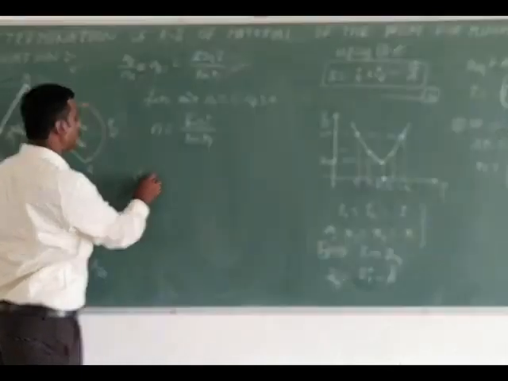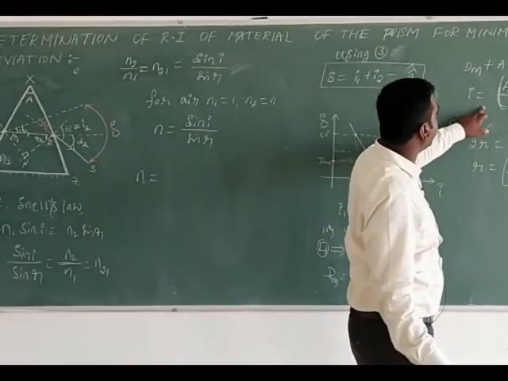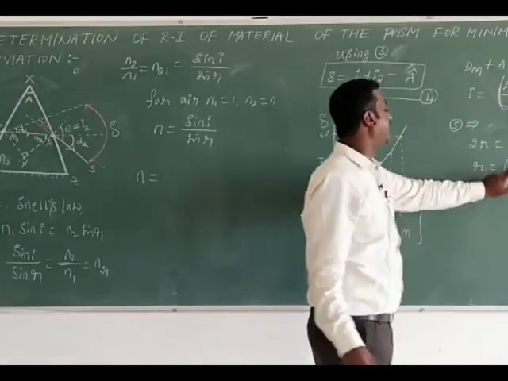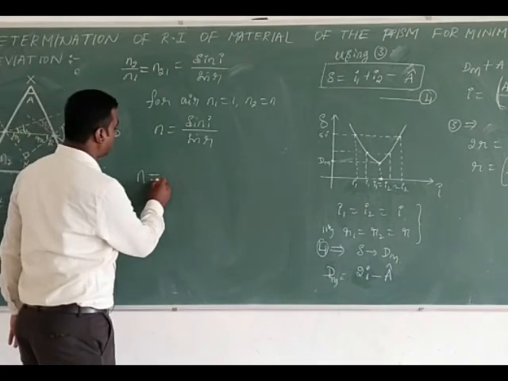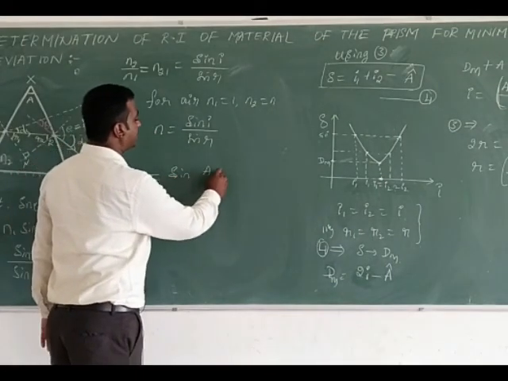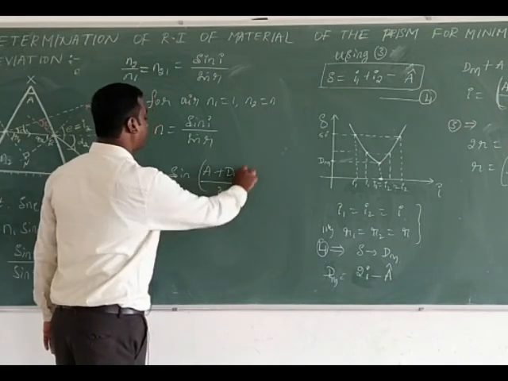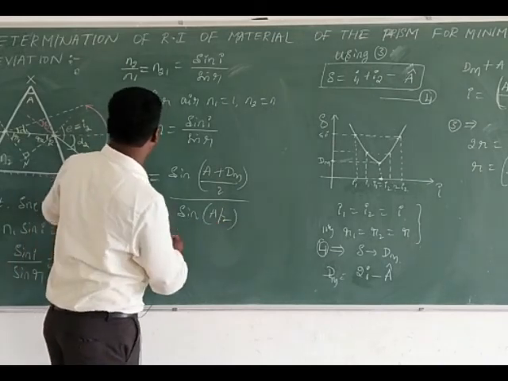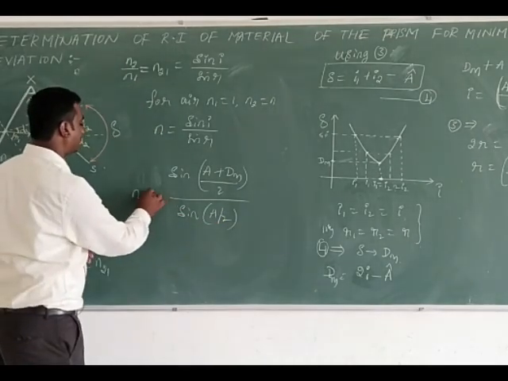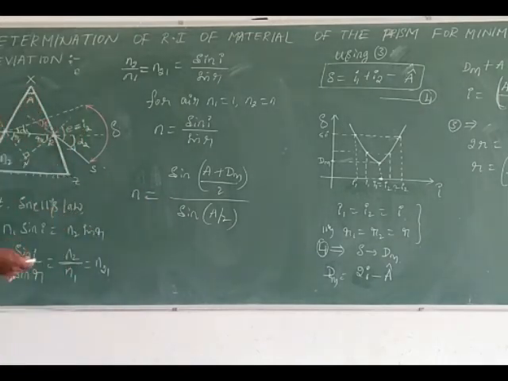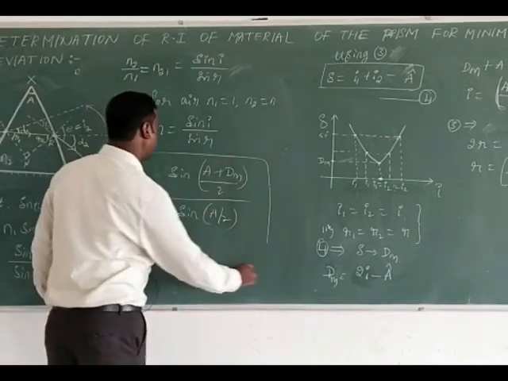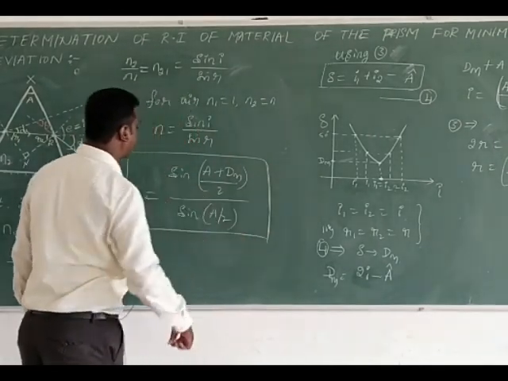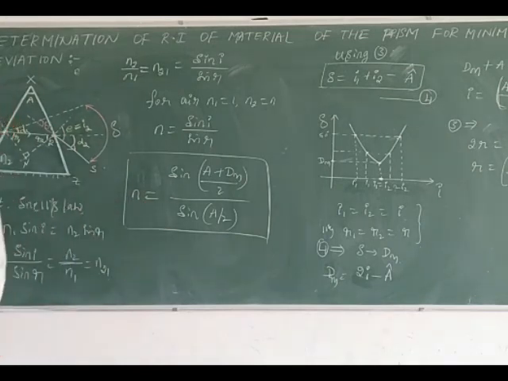Now substituting the values, what is the I value? A plus Dm divided by 2, and the r value is A divided by 2. So if I substitute that, sin of (A plus Dm) divided by 2, where Dm is the minimum deviation, divided by sin of r, A divided by 2. So this is the refractive index of the material of the prism for minimum deviation. So n is equal to sin of (A plus Dm) divided by 2, whole divided by sin of A by 2. This is a very important 5 mark question, the best.